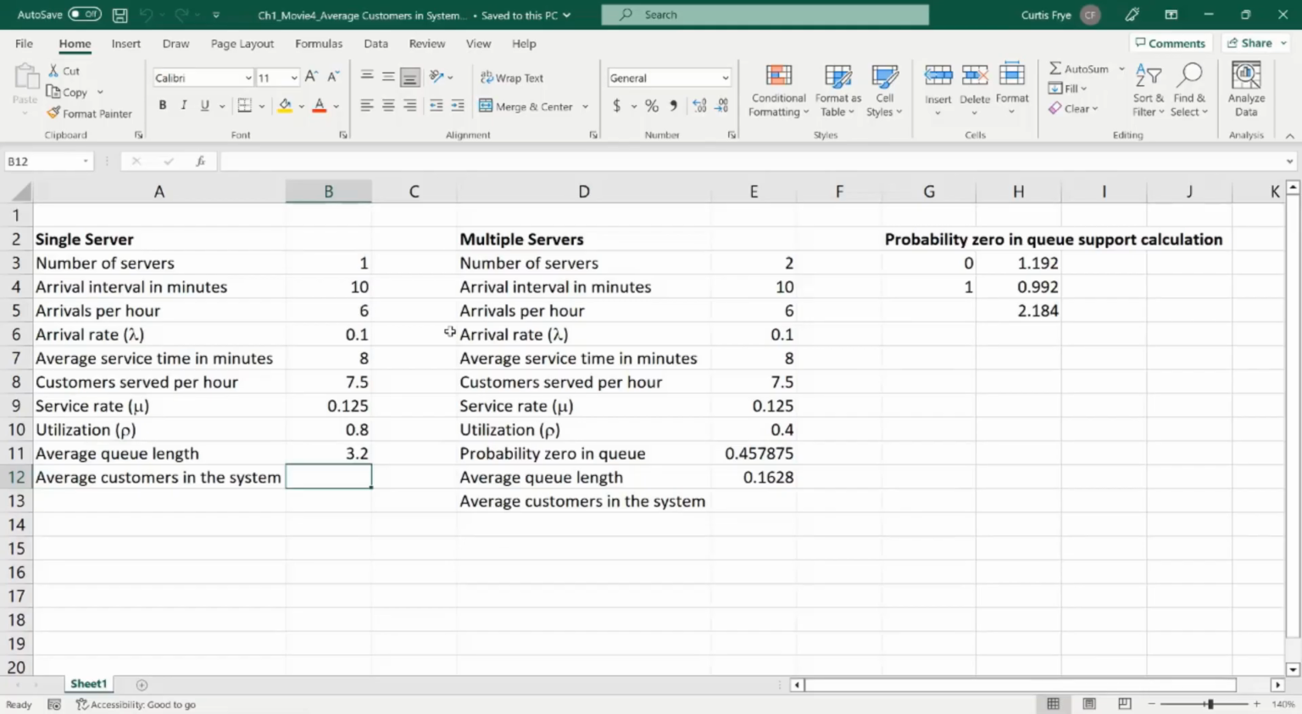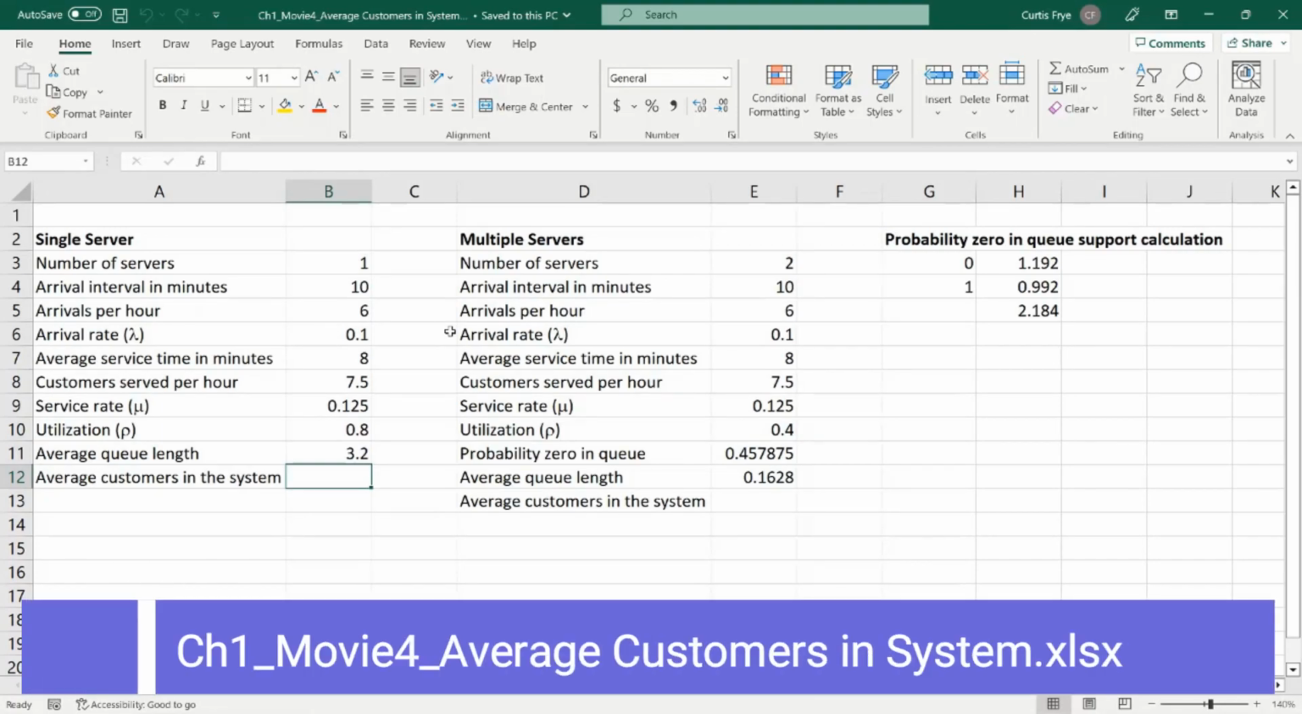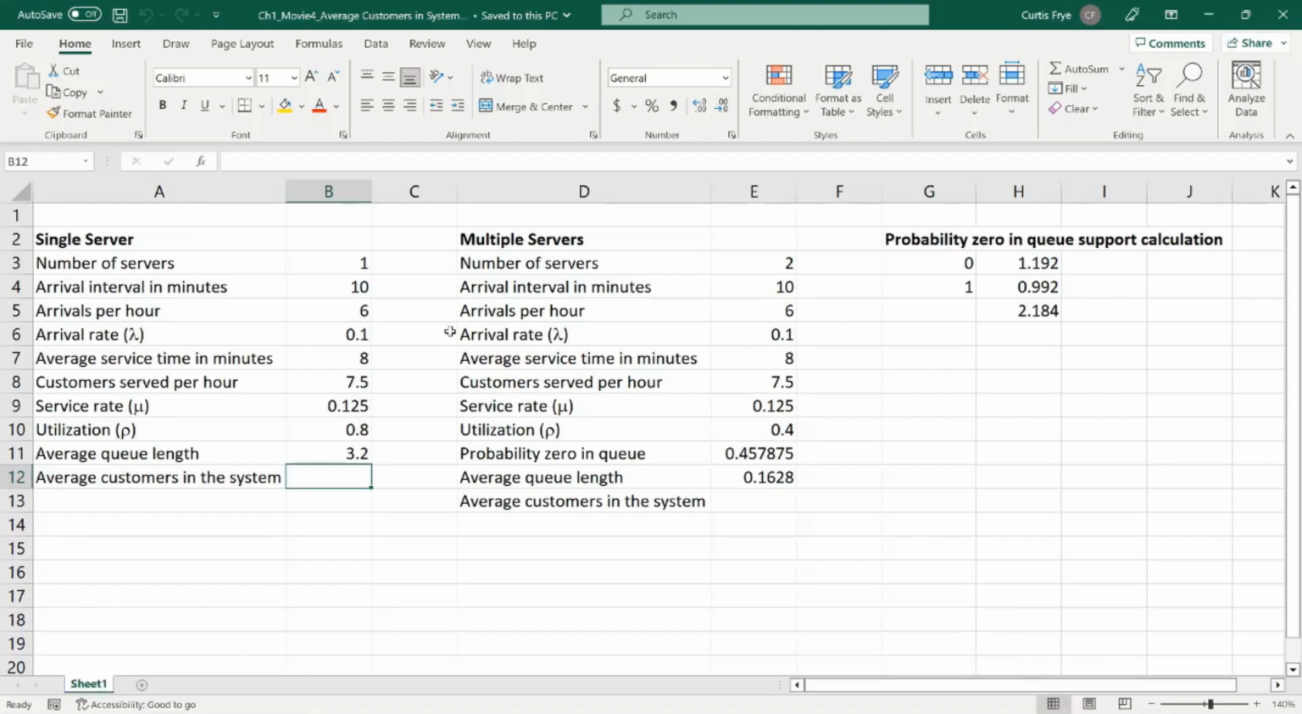Here in Excel, I will work with the sample file named Chapter 1 Movie 4, Average Customers in the System. I have carried over all the calculations of the previous movie, and all I need to do is calculate the average customers in the system for the single server case and the multiple servers case. They are 2 different calculations, although they look similar in this particular scenario.